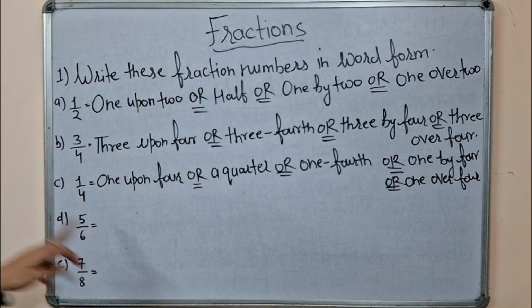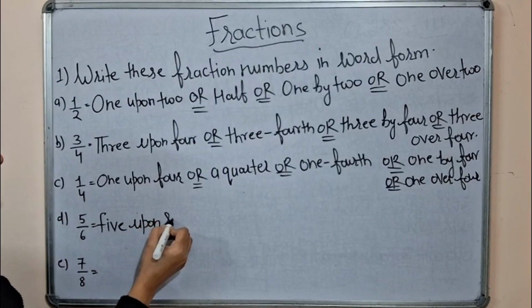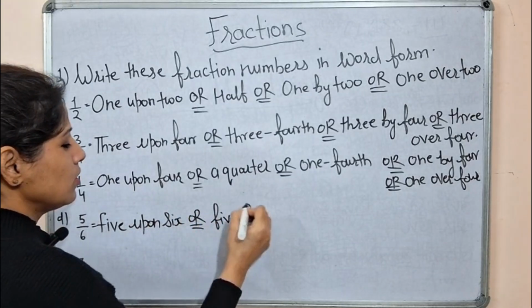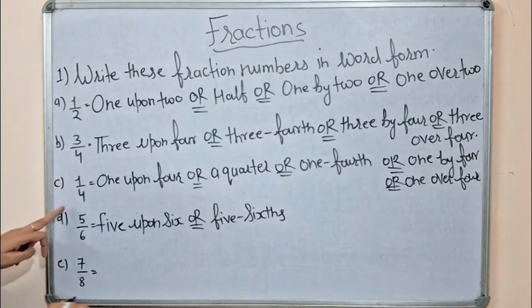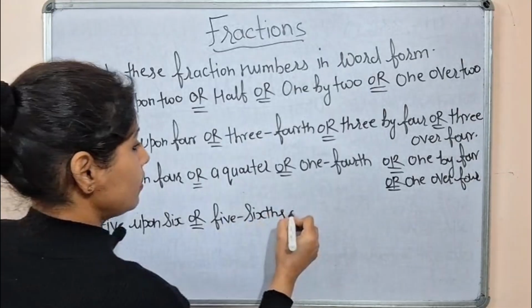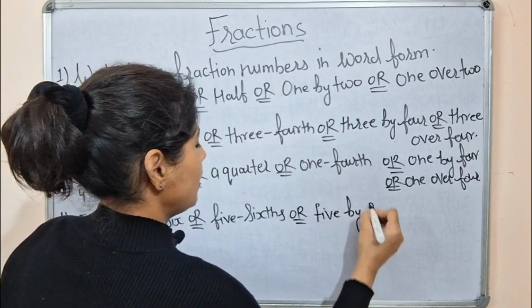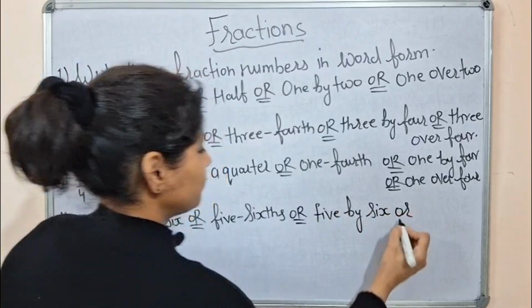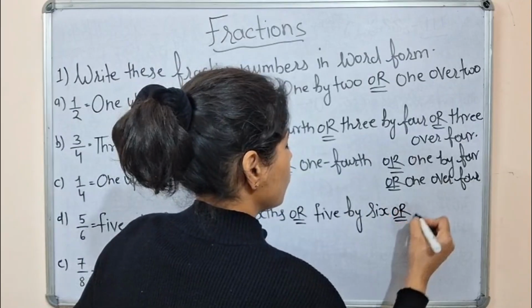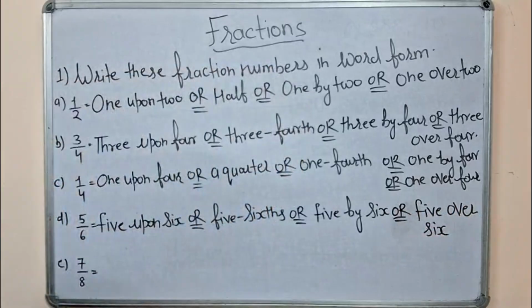Moving on to the next part. 5 upon 6, or five sixths. So 5 parts out of 6 parts. So it will be written as 5 upon 6, or 5 by 6, or 5 over 6.